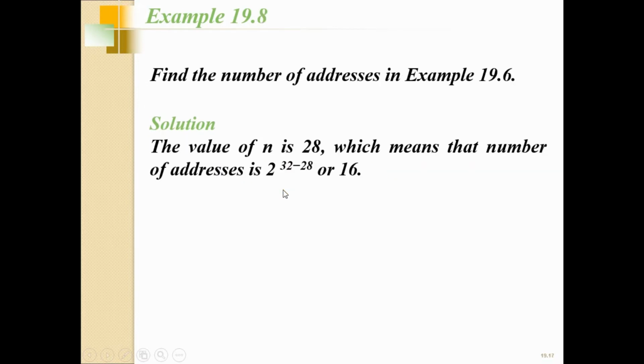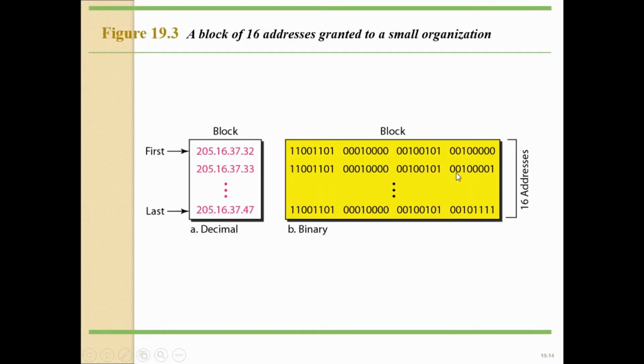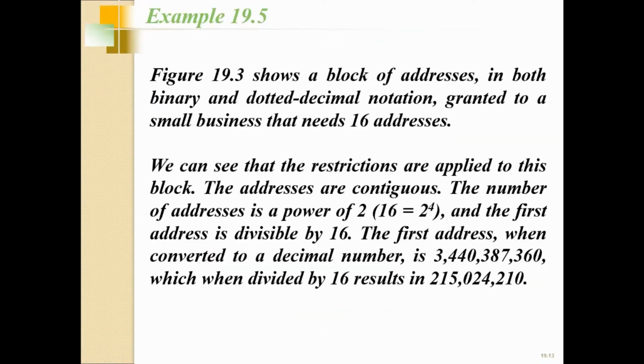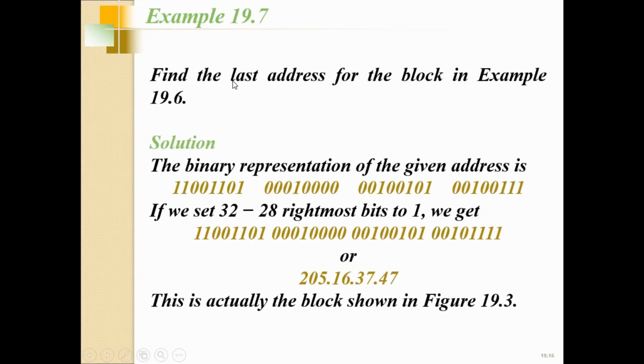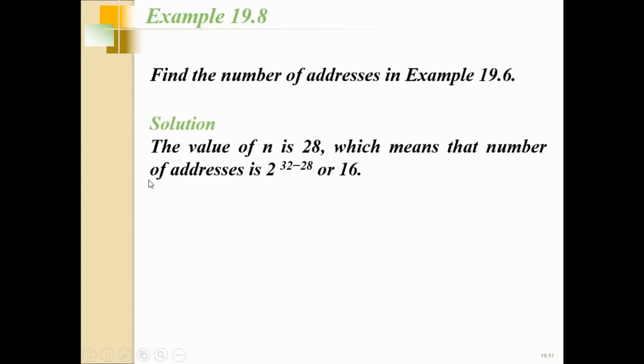Now moving on. We need to find the number of addresses in example 19.6. Here we know that n is 28. So if we move to the question, the value of n is 28, which means that the number of addresses is 2 power 32 minus 28, or 2 power 4, which is 16.